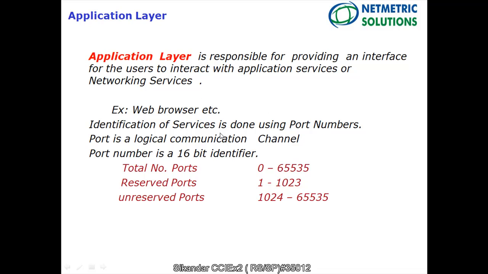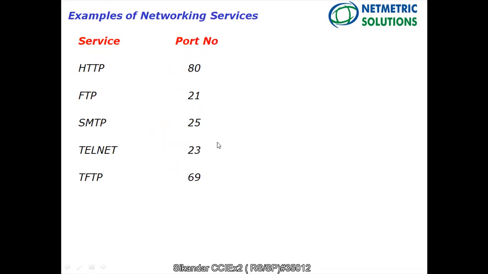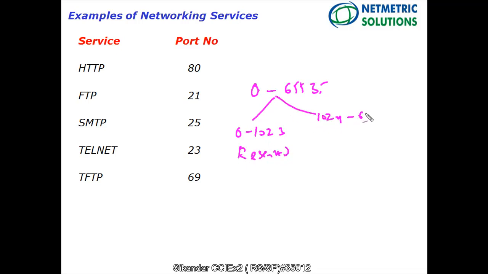Identification of the service is done based on port numbers, which means each and every service is identified with a logical port number. The range of port numbers is 0 to 65,535. This is the default range of port numbers. In that, 0 to 1023 we call reserved port numbers, whereas from 1024 to the end, we call them unreserved port numbers.